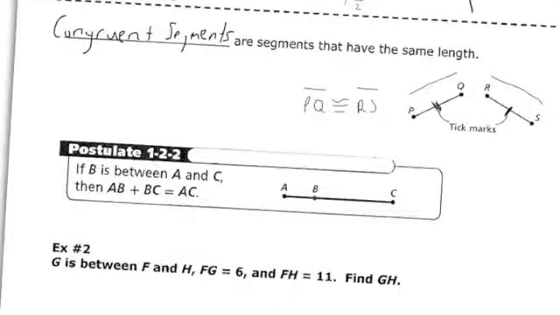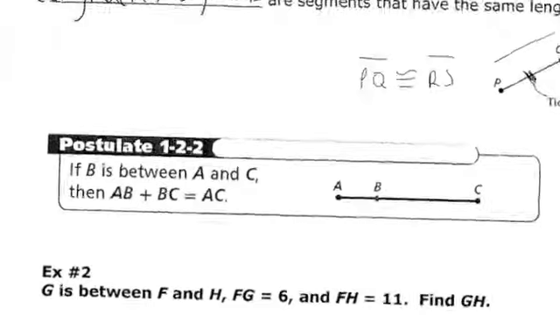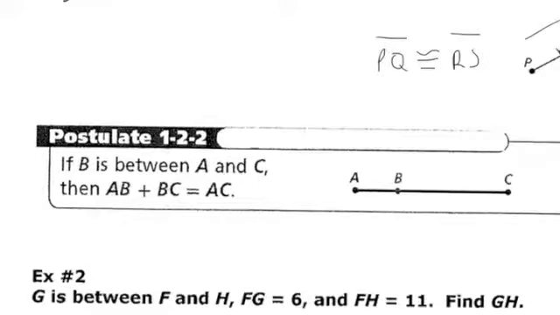Now the first postulate you need to learn this year, you must learn these. Postulate 1-2-2 is: if B is between A and C, then AB plus BC equals AC. What it's saying is, if you want to find the distance from here to here, all you have to do is add AB and BC, and you'll get this total length.